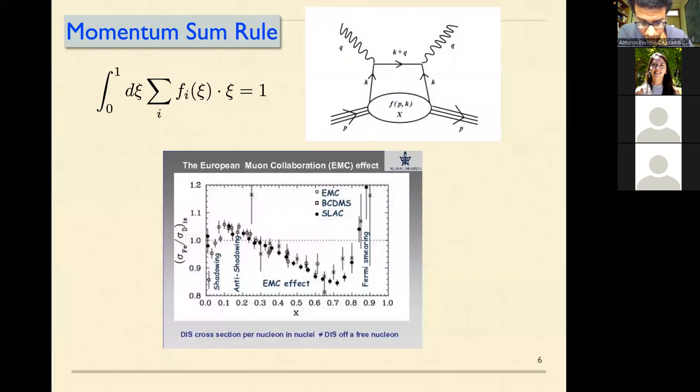So I'm going to talk about why this sum rule is not correct for nuclei. Actually, it's not even correct for the proton. The other day, a couple of days ago, there was a talk by someone whose name I don't remember, but also in his approach the momentum sum rule was not valid.